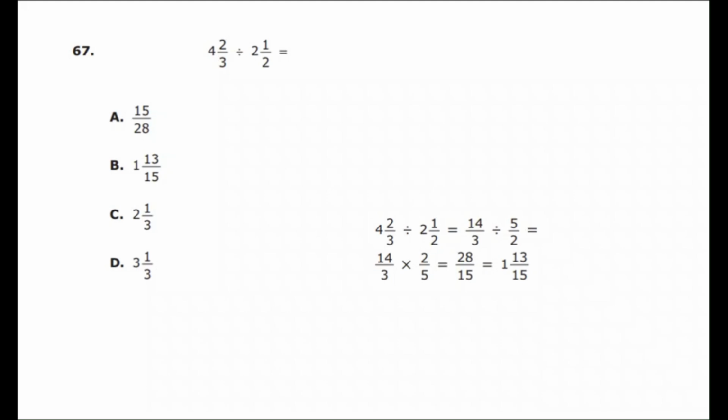To divide 4 and 2/3 by 2 1/2, follow these steps. Step 1. Convert mixed numbers to improper fractions. First, convert both mixed numbers into improper fractions.